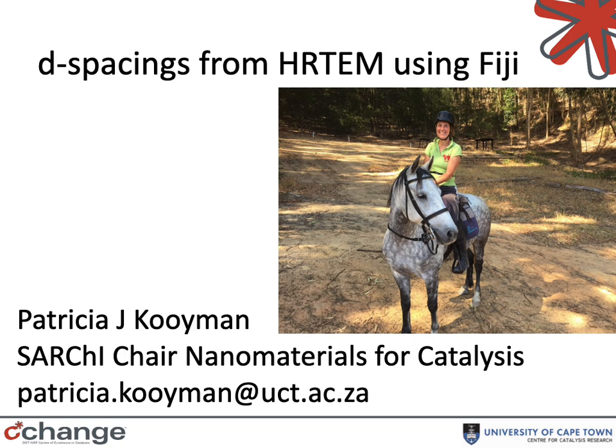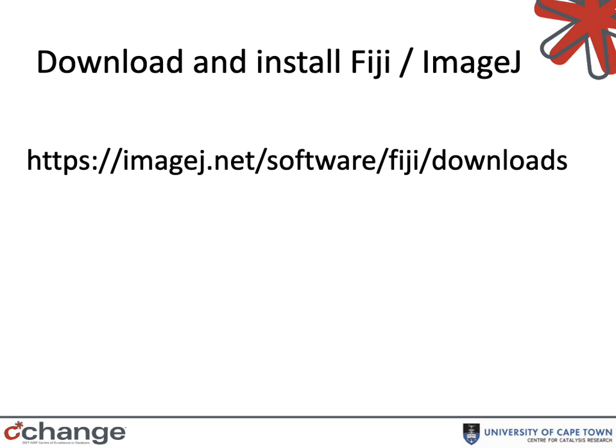This is a short tutorial on how to extract d-spacings from high-resolution transmission electron microscopy images using Fiji or ImageJ. First of all, of course, you'll have to download and install Fiji or ImageJ. If you haven't done that yet, you can find the software, for example, on this site, but there are many other places, proxy servers, where you can also find it.